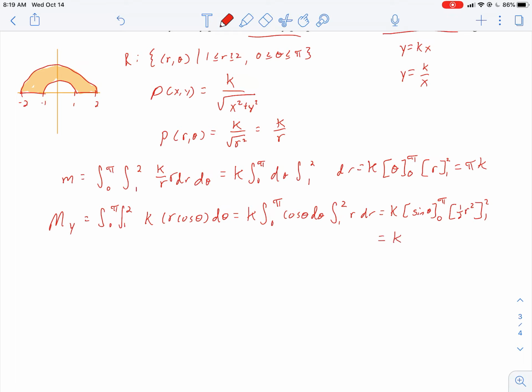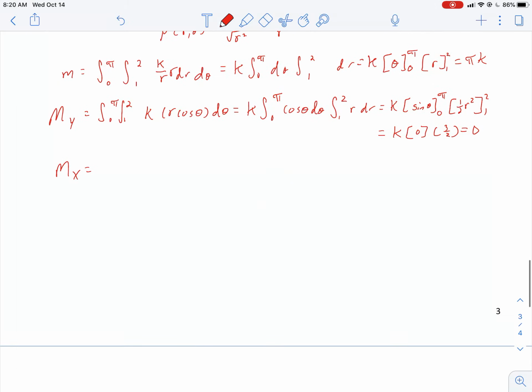When you plug everything in, we're just going to get k times sine of pi, which is 0, and sine of 0 is 0, so 0. It doesn't really matter what we get for the other part, so you could have just put 0. You didn't have to do that, so you get 0. This is expected because our function is symmetric about the y-axis.